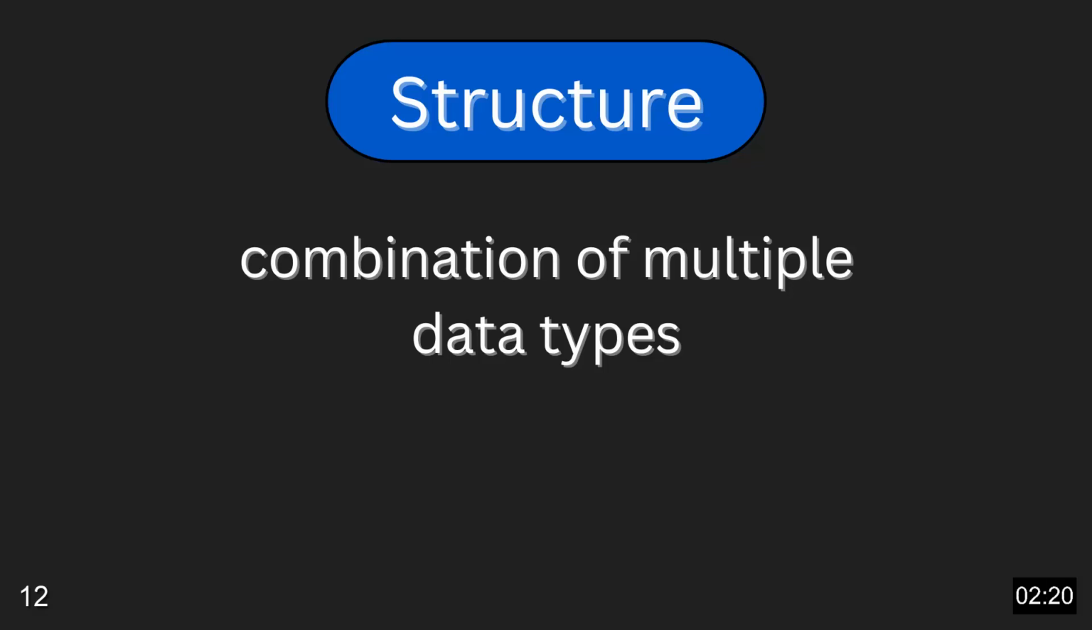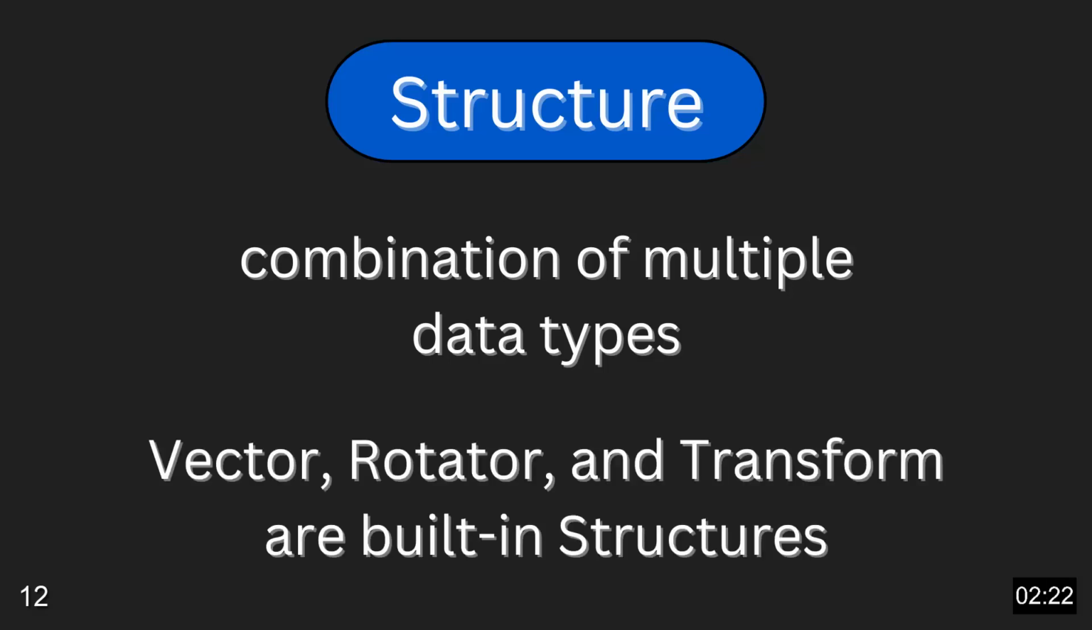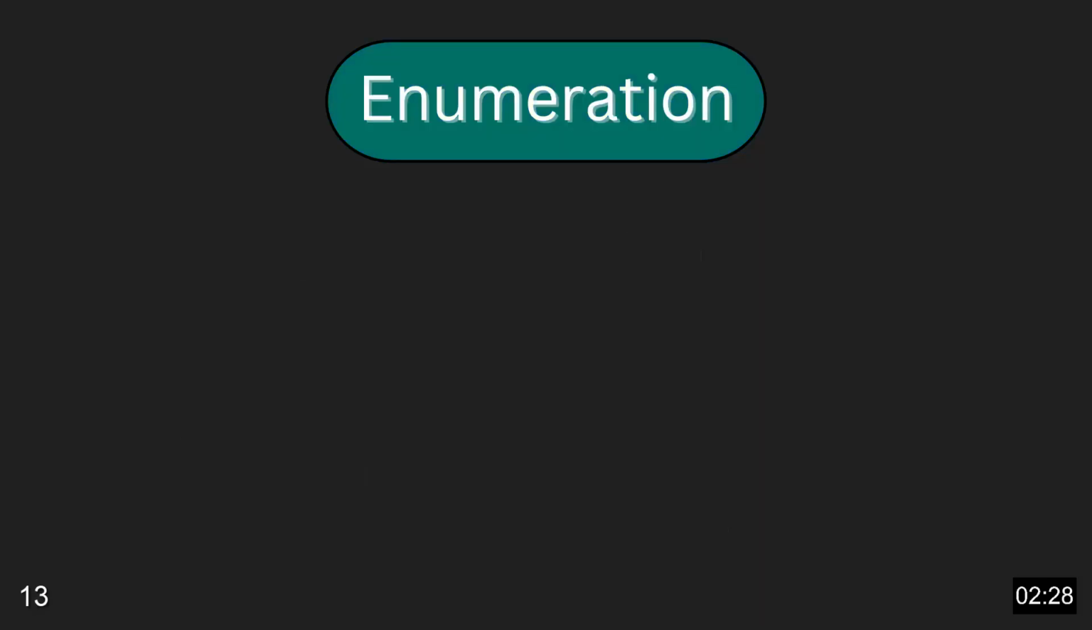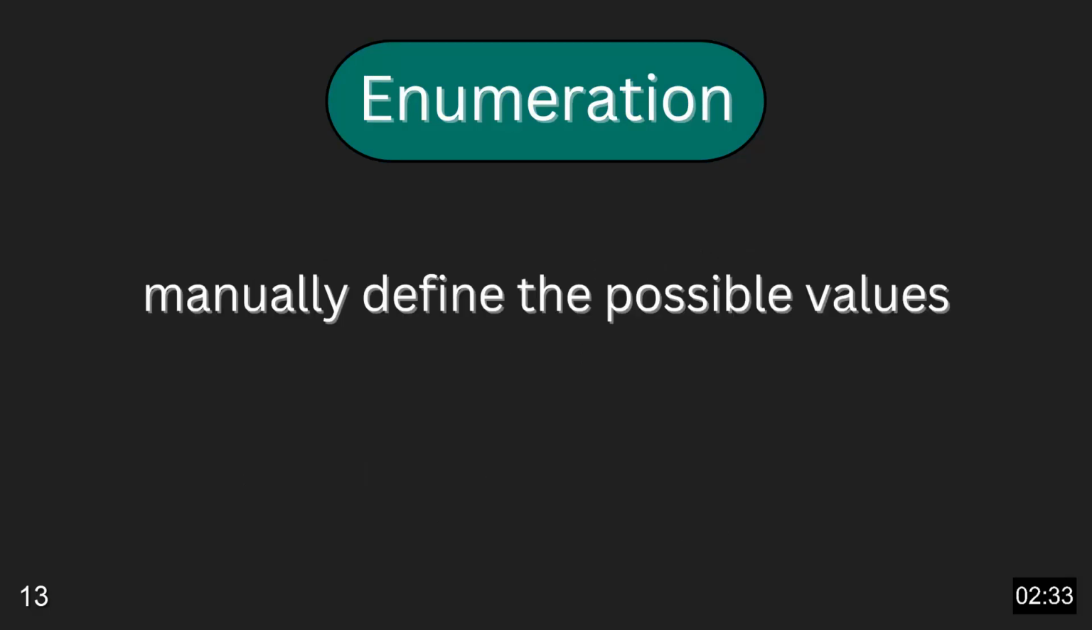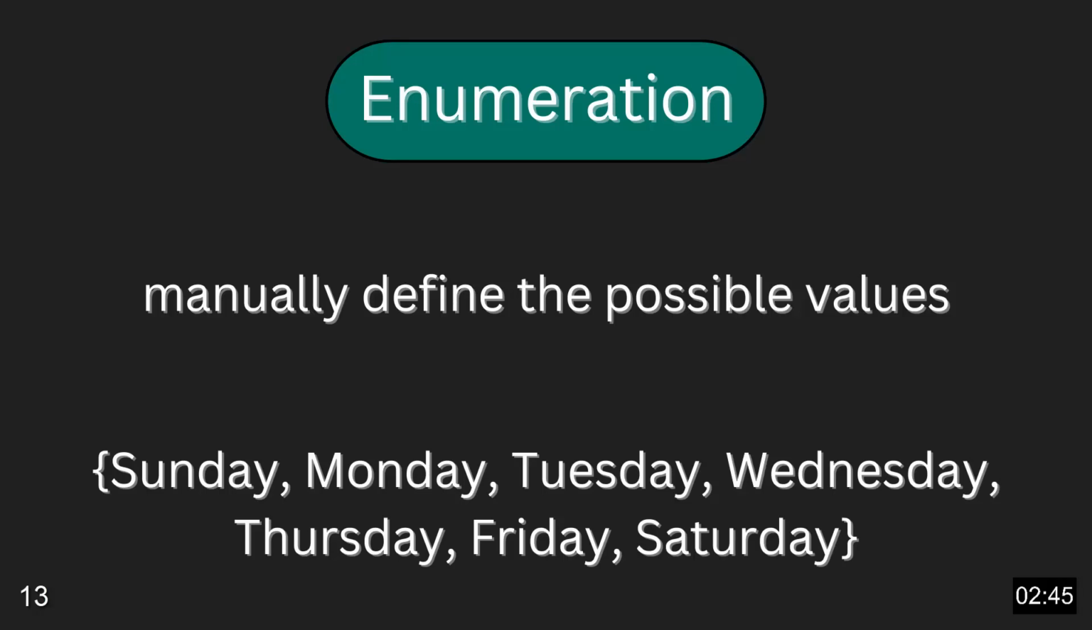We just saw 3 built-in structures, the vector, rotator, and transform data types, but you can also create your own custom structures. And enumeration is another custom type. With enumerations, you manually define all of the possible values that it can be set to. For example, you could create an enumeration called Day of the Week and specify that it can only hold one of 7 possible values, either Sunday, Monday, Tuesday, etc.